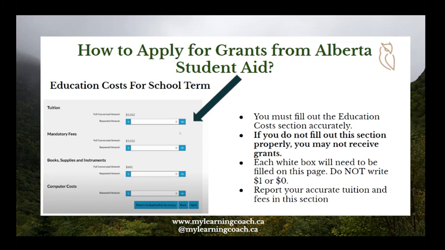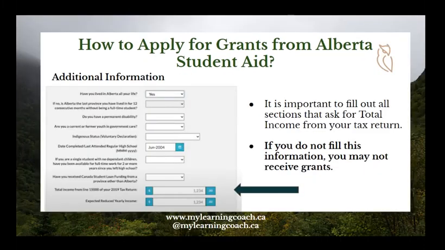Your tuition and fees should automatically be populated on this page next to where it says full course load amount. Each white box that says requested amount will need to be filled in with your correct tuition and fees, etc. Do not write $1 or $0 in the white boxes. You need to report your accurate tuition and fees in this section. We cannot reiterate this enough. This is a common mistake applicants often make when they are completing their application for grants only.